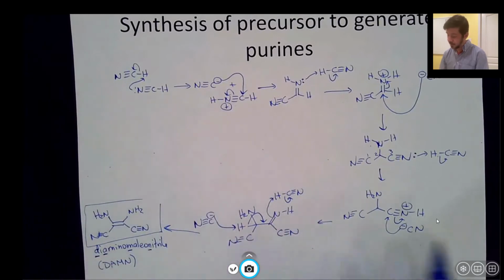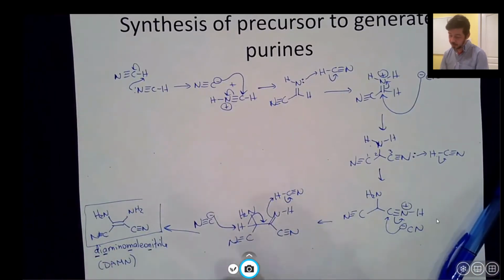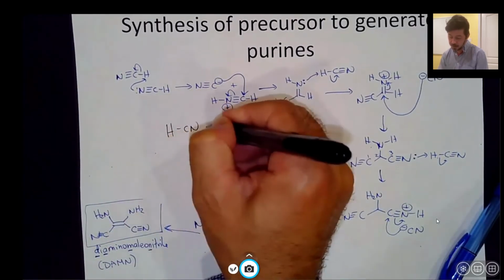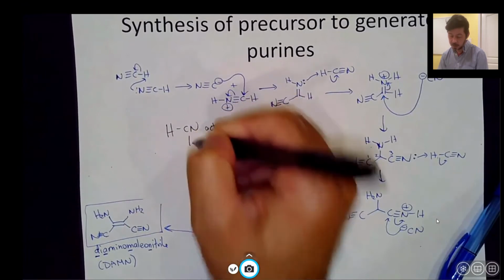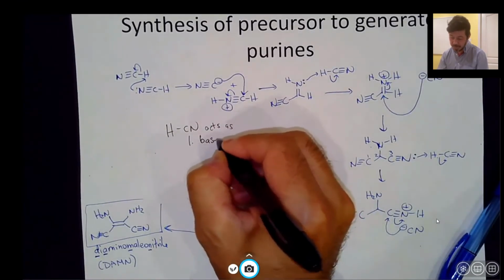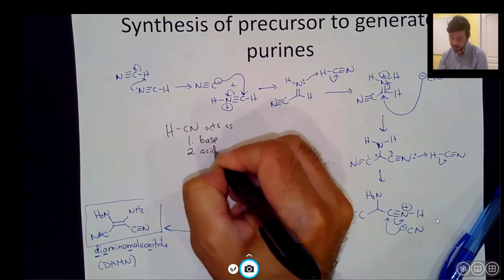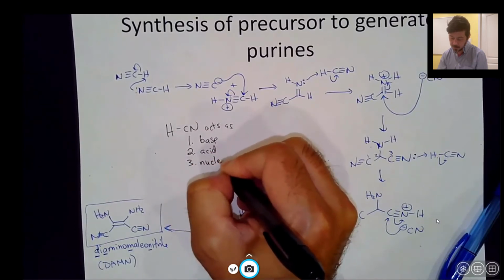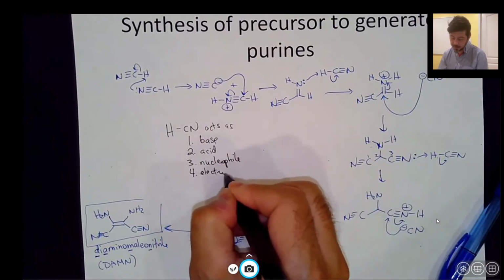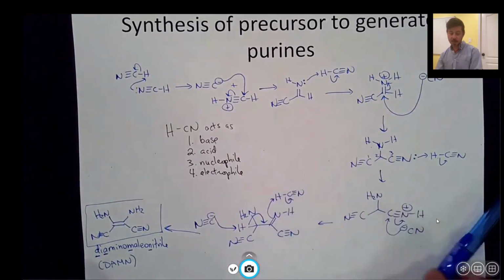But really the take-home message from this slide is that you can make these complex molecules just using hydrogen cyanide. So hydrogen cyanide acts as a base, right? It also acts as an acid, nucleophile, and electrophile. So it really does all 4 things, where most molecules can only do one thing. So base, acid, nucleophile, and electrophile. Okay, so that's the mechanism there.